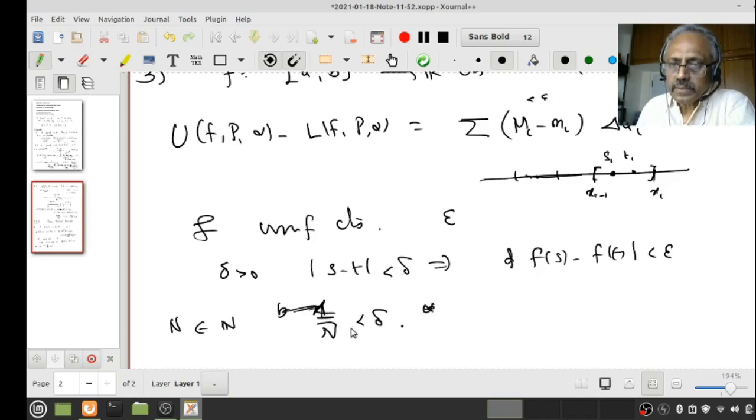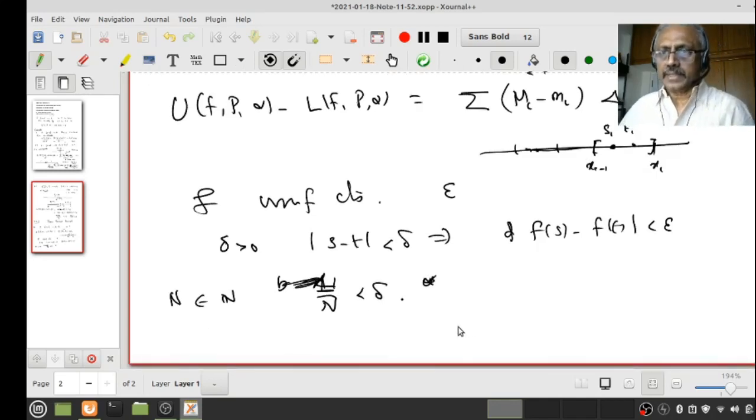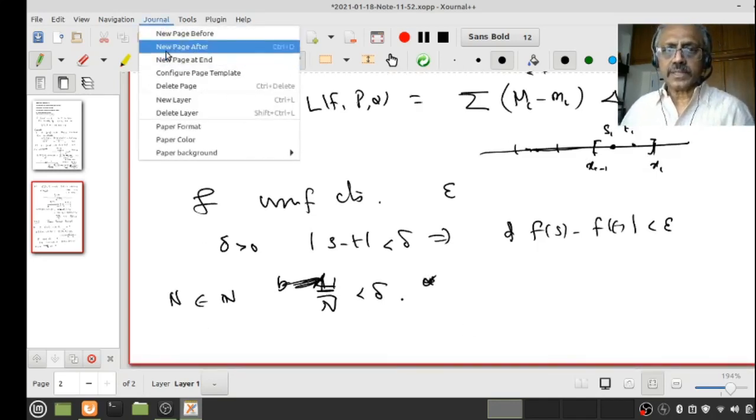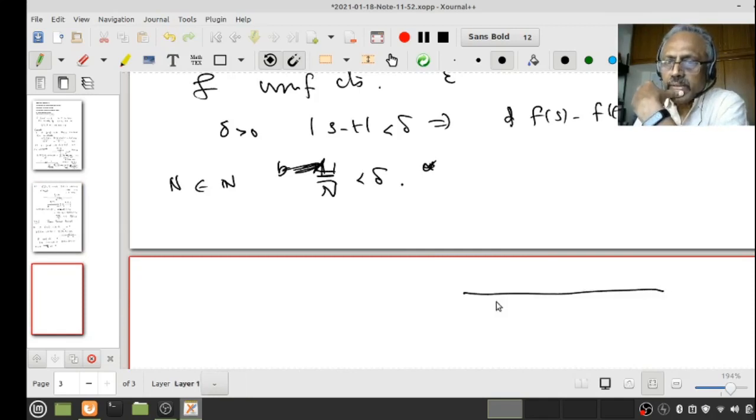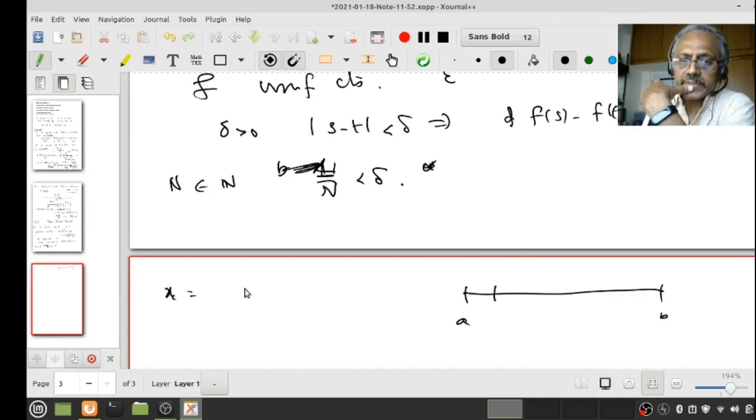Let us say 1 by n is less than delta. You will see that I may have to modify slightly. We will do that because it's good, instead of saying it out of nowhere, it will look mysterious. Let us do that. Then what do I do? I take this interval [a, b] and split it into n equal parts. Therefore what will be my xi? Xi will be a plus i by n times (b minus a), where i runs from 0 to n, capital N.